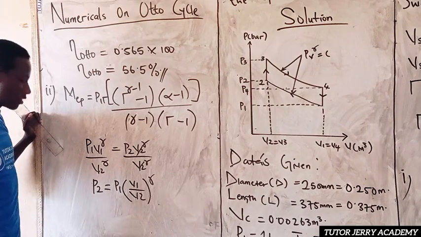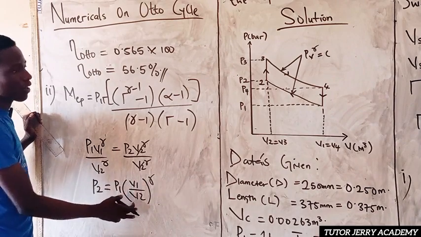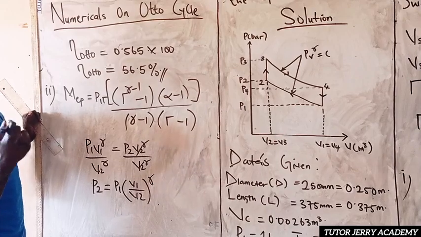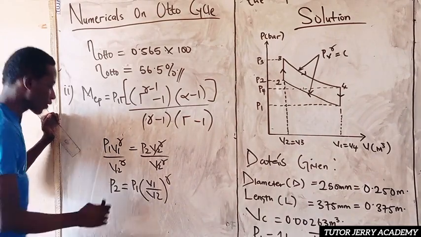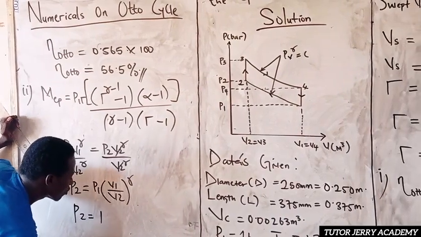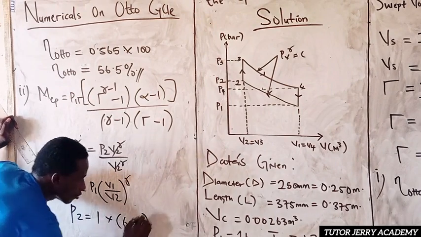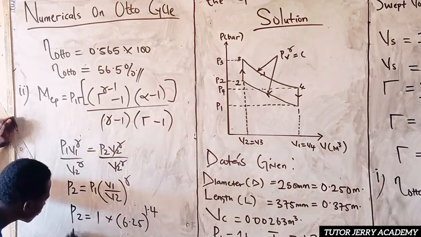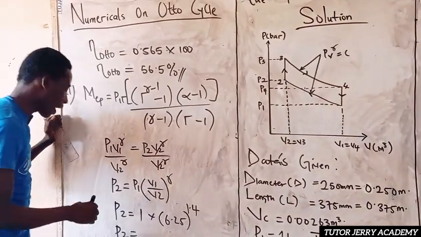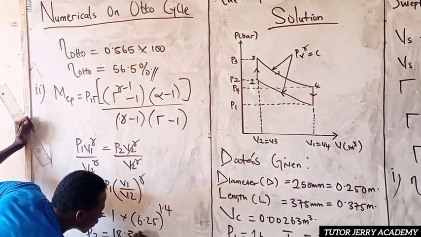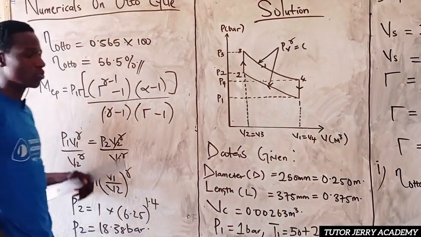I hope you get this step. Now we have the value of P1, which is 1 bar, V1 over V2, which is our compression ratio, 6.25, and gamma, which is 1.4. So we can substitute and solve immediately. P2 equals P1, which is 1, multiplied by 6.25, our compression ratio, all to the power of 1.4. Punch this in your calculator, and you realize that P2 will be 18.38 bar. So this is our value for P2.